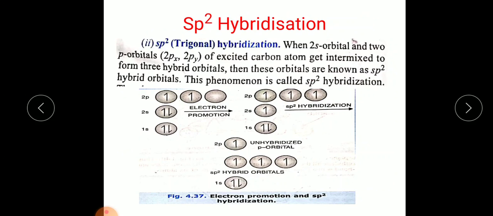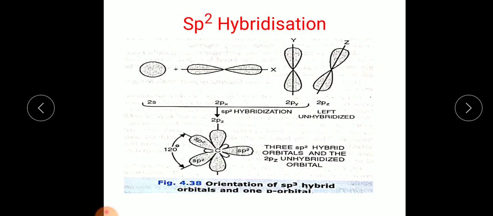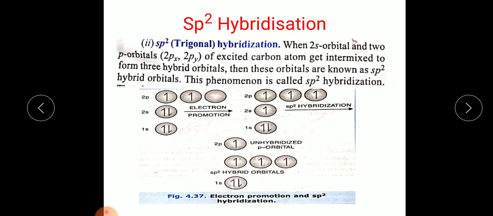Similarly, for sp2 hybridization, we'll take the example of the ethene molecule. That is, I'm talking about this compound, okay, C2H4. Now in this, once again we write down the electronic configuration of carbon like this. Since in ethene we have got a carbon-carbon double bond, and we have got 3 sigma bonds, for that we'll excite this electron over here.